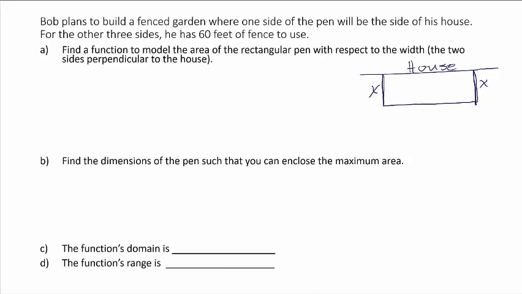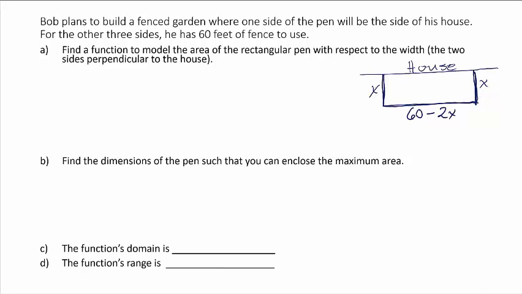Okay, so I know that those two sides that are perpendicular to the house are the same, right? So the problem gave us a nice little hint. It says find a function to model the area of the rectangular pen with respect to the width, and the width is the two sides perpendicular to the house. So if we have that length be equivalent to x, then this third side has to be the total amount of fence that we have minus the other two sides, and we've got two of the x's. So if we add up all of those, 60 minus 2x, and then we add x, this one length and the other x here, we should get 60, because we've got 60 feet of fence to use.